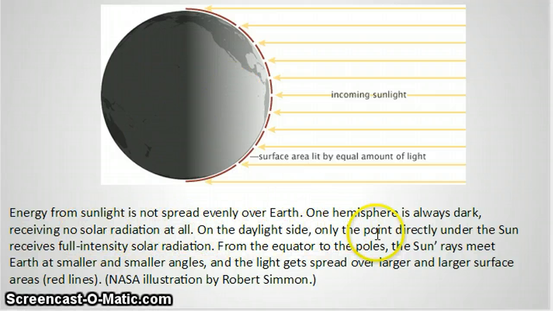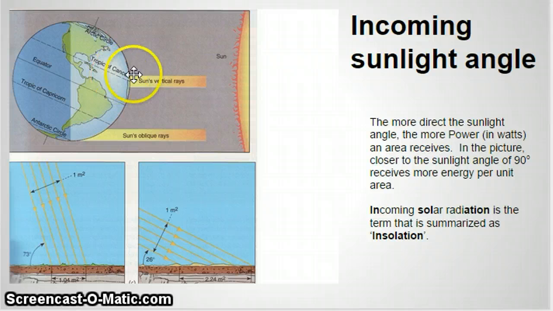On the daylight side, only the point directly under the Sun receives the full intensity of solar radiation. From the equator to the poles, the Sun's rays meet Earth at smaller and smaller angles, and the light gets spread over larger surface areas. And these are the red lines in this picture here. So here I can view this again.